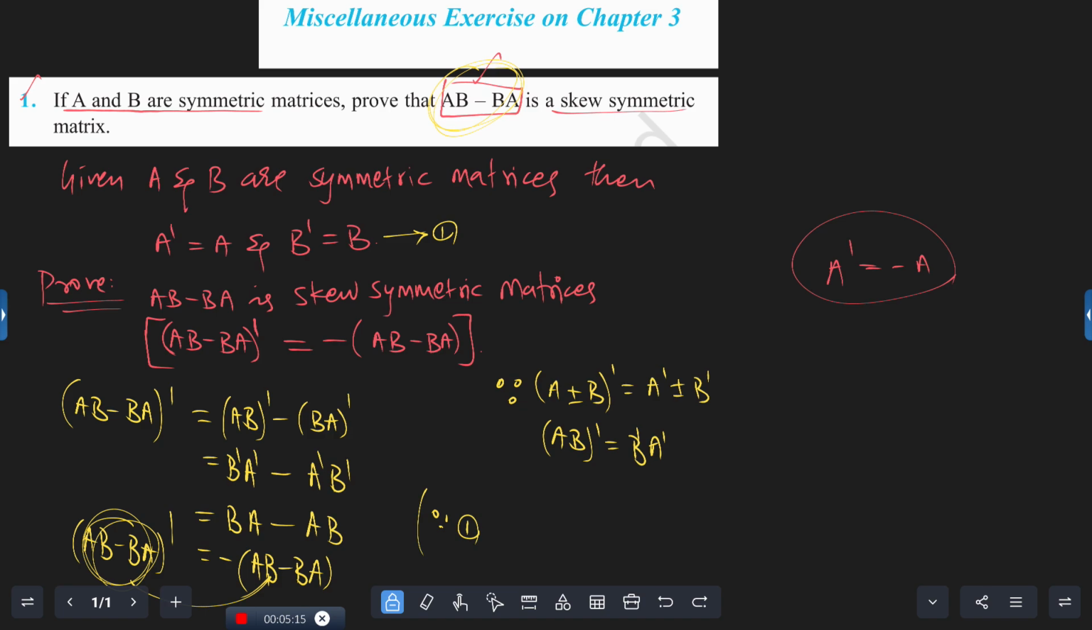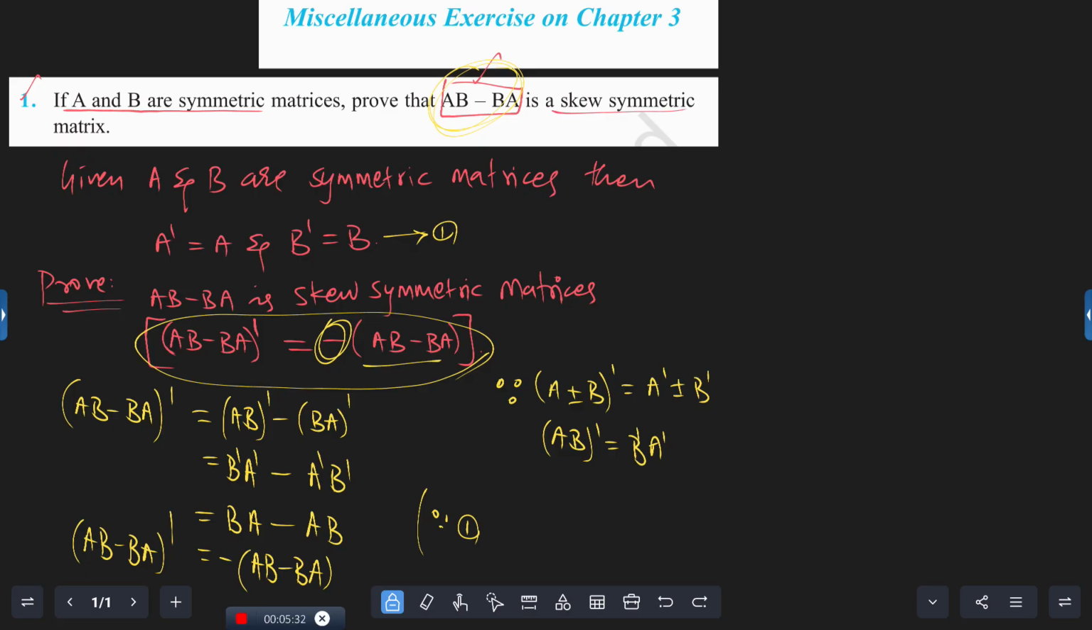So if you get a matrix transpose equal to the negative of the matrix, what is it called? Skew symmetric, we said. That is what I have mentioned here. When you take the transpose, you should get the negative of the matrix. So if you get the negative, we can say that it is skew symmetric. Then you can say that AB minus BA is a skew symmetric matrix.